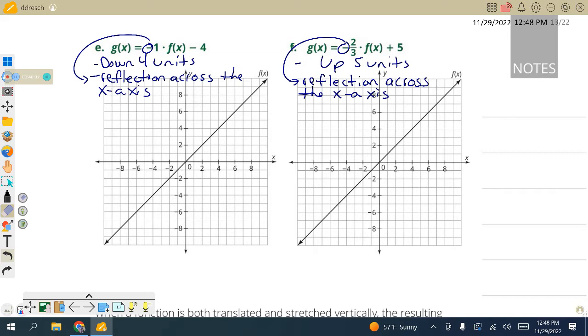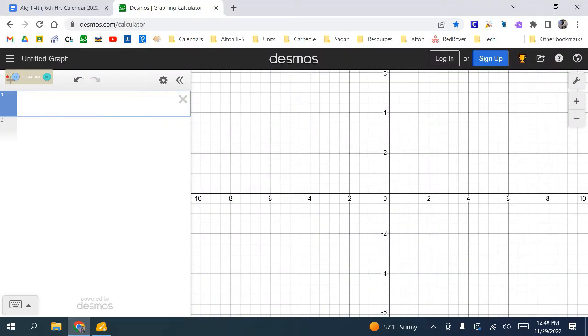The only thing we have not talked about is the 2/3. So what does a 2/3 do, you think? Is it going to make it larger or make it smaller? It's fraction skills, that's a problem. Anybody have thought? Larger or smaller?